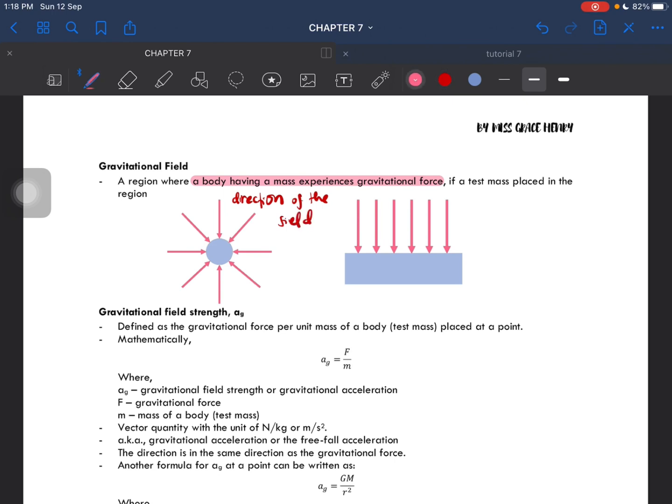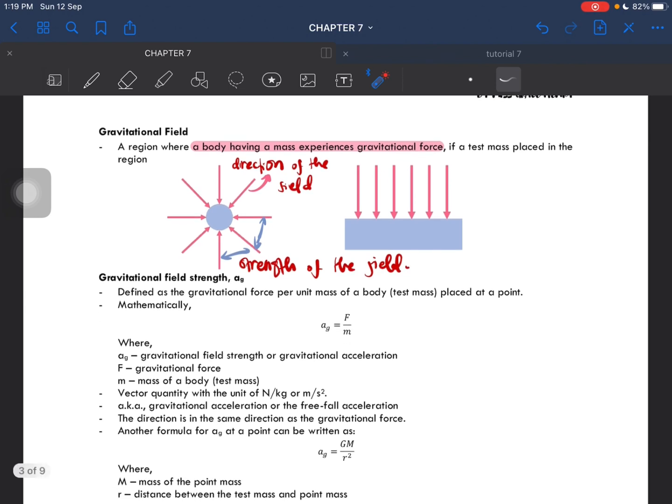Then the spacing, this space between these arrows, is known as the strength. This is the strength of the field. The gravitational field in a small region, for example near the Earth's surface, is actually uniform and can be drawn parallel lines, as can be seen here. So that is on gravitational field.